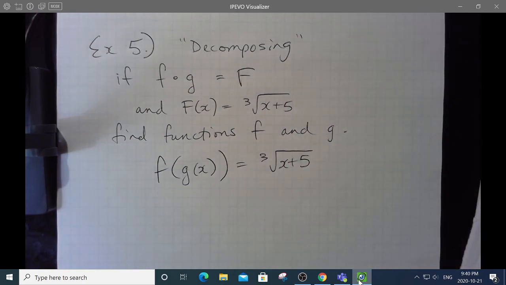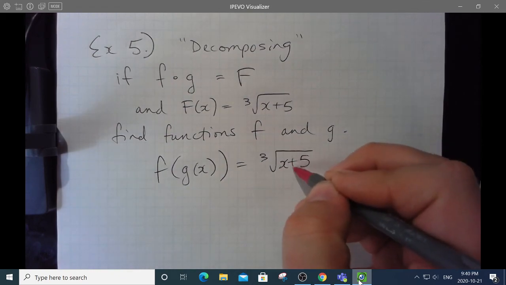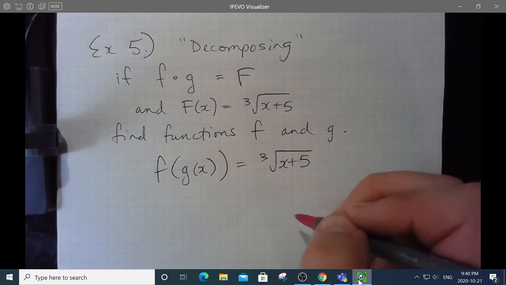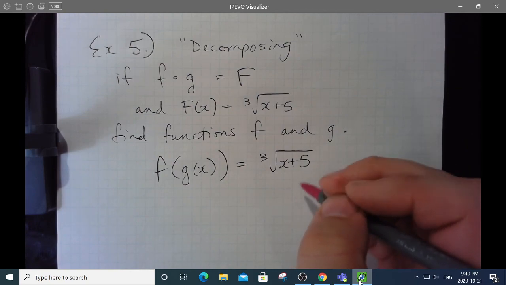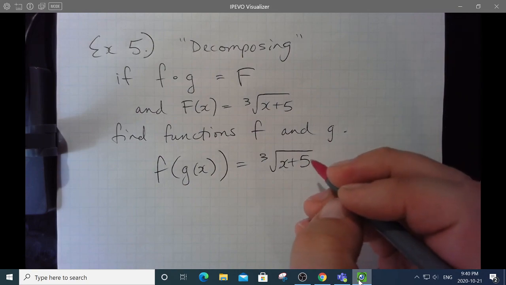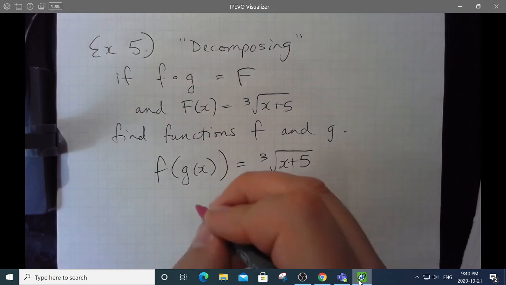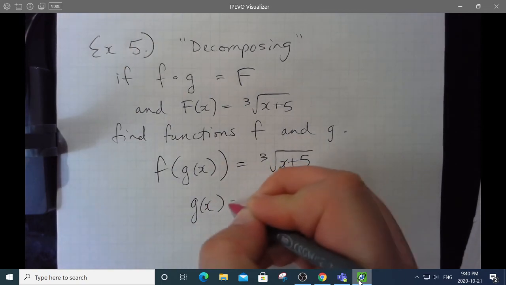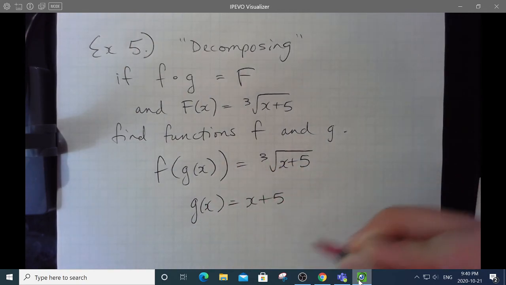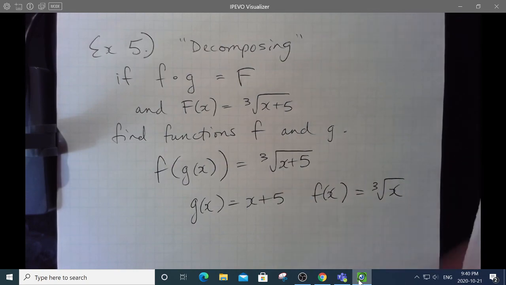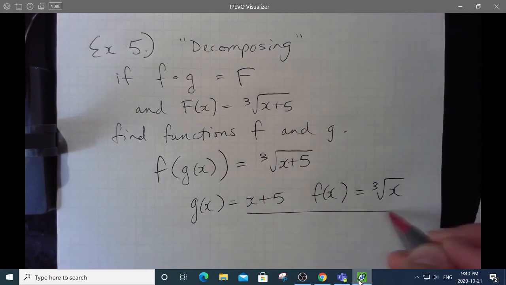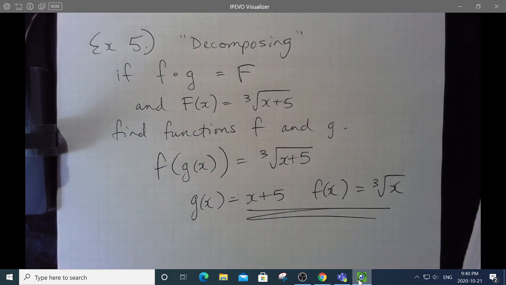Well, think about it this way. It's like I put x plus 5 into the cube root of x. So I think that what I can say is that g of x must be x plus 5, and f of x must be the cube root of x. And then do a double check. If I plug that into this x, I get that. Now, that's one answer. Is it the only possible answer?